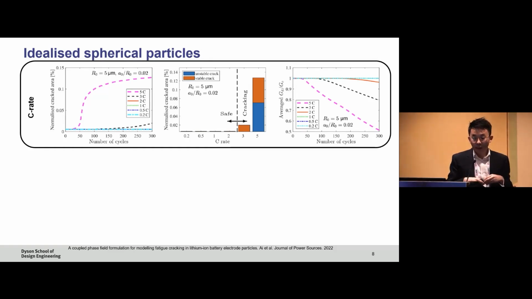And what we can find is that there is a critical C rate below which we don't really get any cracking at all. So in this case, using the properties that we've looked at, below 2C, you are unlikely to get any appreciable crack growth in the system. You'll also note that you get two different regimes of operation where you have unsteady crack growth, where just like a ceramic will crack very abruptly. That is what we call unsteady crack growth.